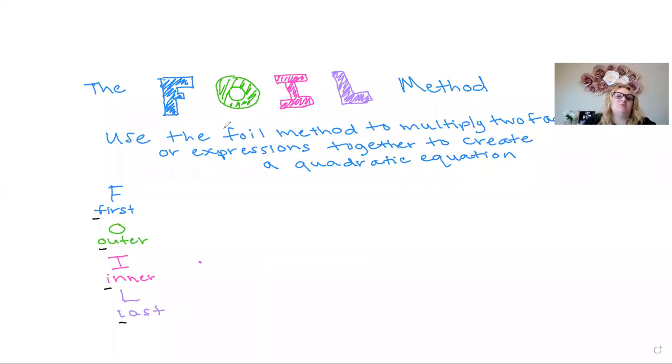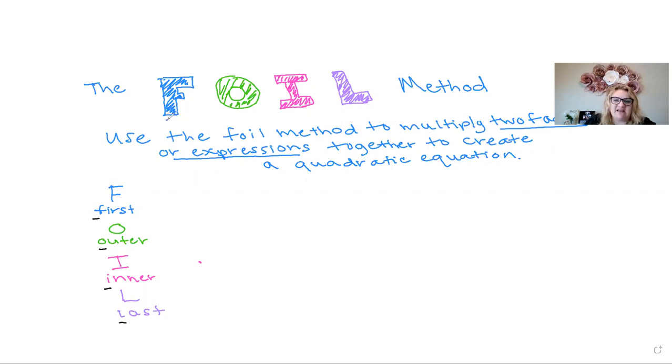We are going over what the FOIL method is. The FOIL method is used to multiply two factors or expressions to create a quadratic equation. So you want to make sure that you have that written down. You will use the FOIL method to multiply two factors or expressions together to create a quadratic equation.